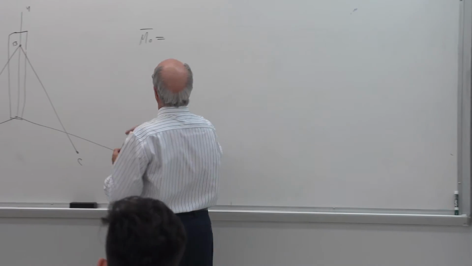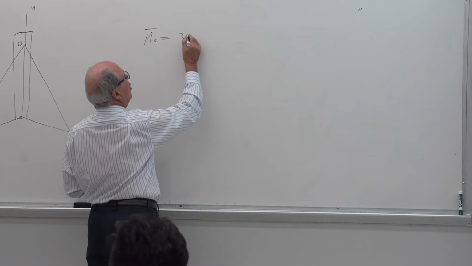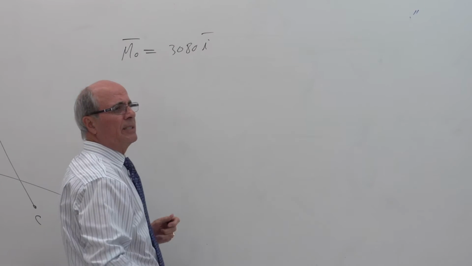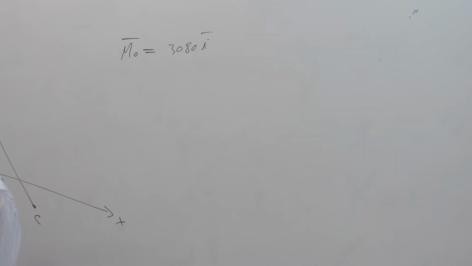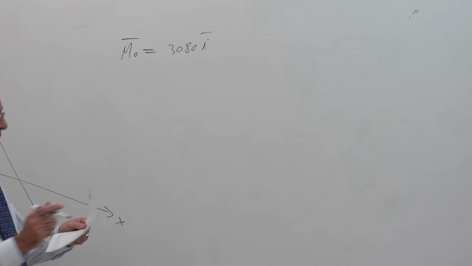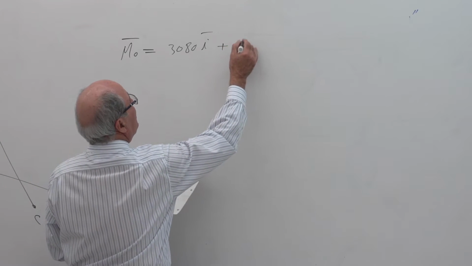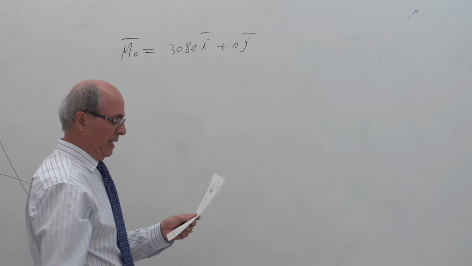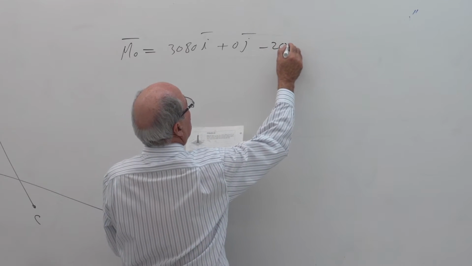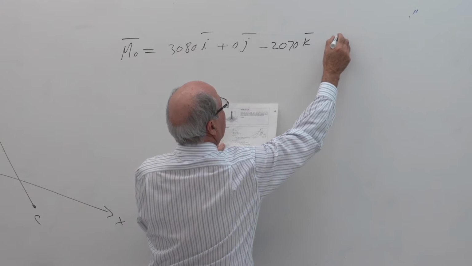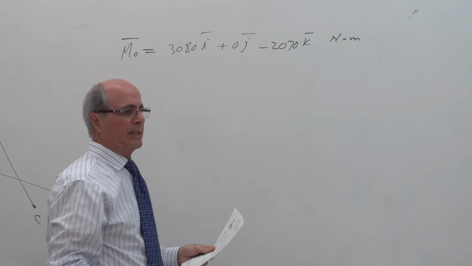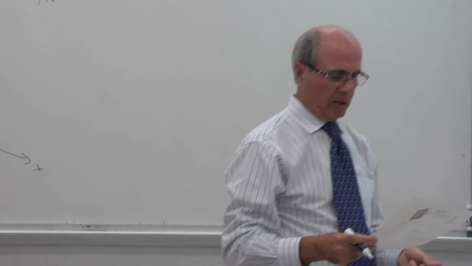In 3D, this ended up, I forgot how much it was. It was 3080i, is that something like that? Yes? I can look it up. So please look up in your notes, because I want you to refresh your memory of what we did last time, because I want to continue with the discussion. Okay, so we got that one, and then we had no moment about the y-axis, and I gave you the reason, and then we have a negative 2070 k, and the unit was meter. We calculated the magnitude of that, etc.